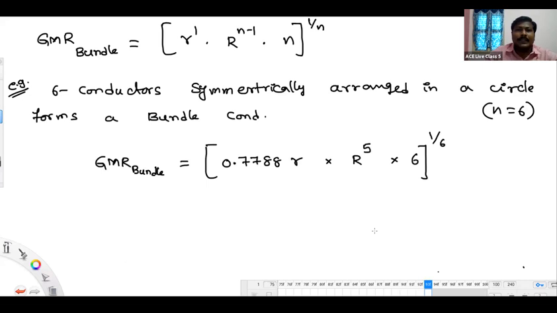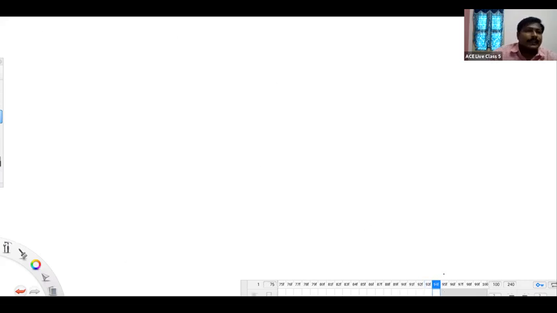Clear? Have you seen this type of conductor anywhere, six conductors symmetrically arranged in a circle? Yesterday we have shown it, right?